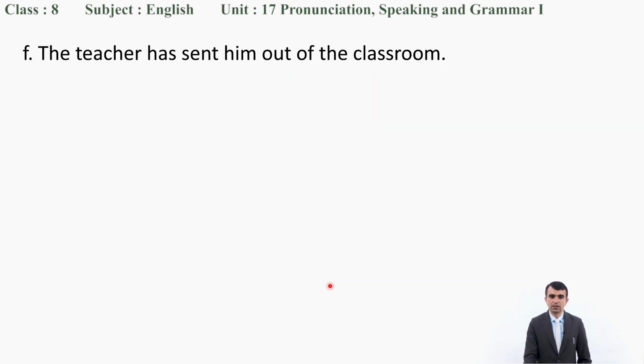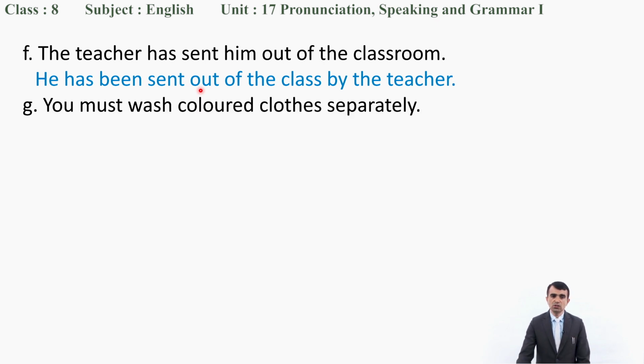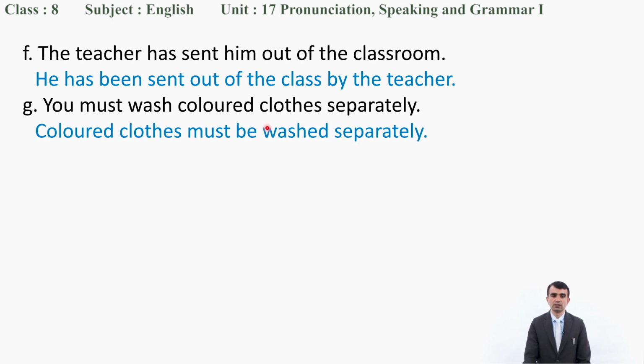Next, F, the teacher has sent him out of the class. Here the teacher is the subject, him the object, so change it into subject. What is it? He. Okay, you should write, he has been sent out of the class by the teacher. Next, G, you must wash colored clothes separately. So what do you write here? The colored clothes must be washed separately.